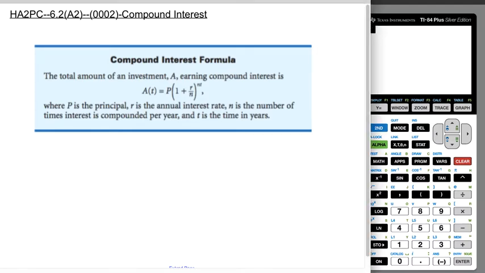All right, this is Honors Algebra 2 Pre-Calculus. We are doing section 6.2 in Algebra 2, which is compound interest.